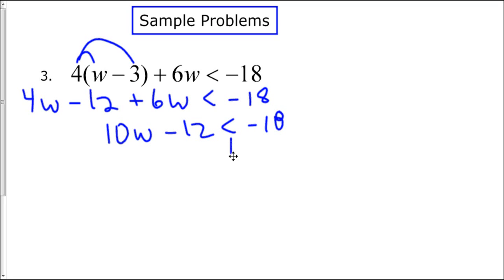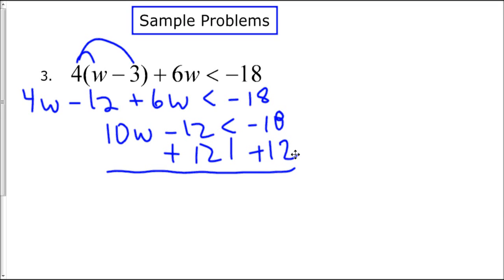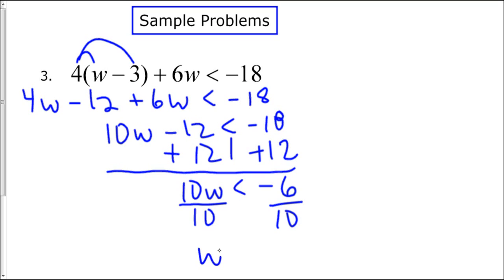And now I just want to add that 12 to both sides of the inequality here. And I get 10w is less than negative 18 plus 12. It's going to give me a negative 6. I'll divide both sides by 10. And I have w is less than, and I'll reduce this fraction, negative 3/5.